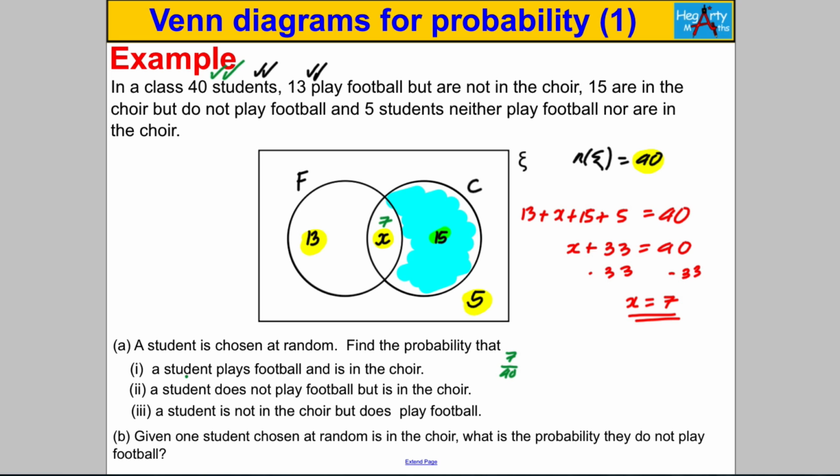And how many of them are there? Well, there are 15 of them out of a total of 40 students in total. We can divide top and bottom by 5 to get ourselves 3/8 as a simplified fraction.